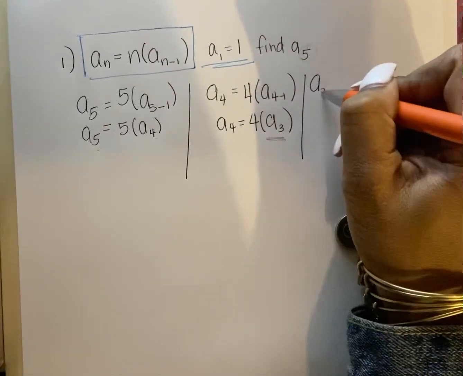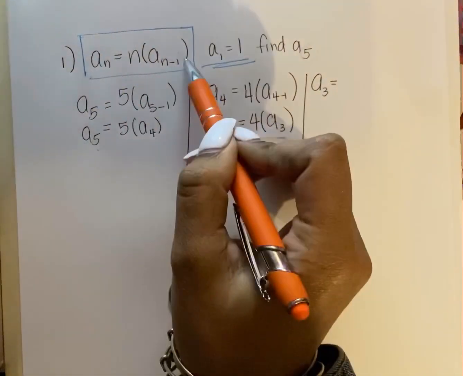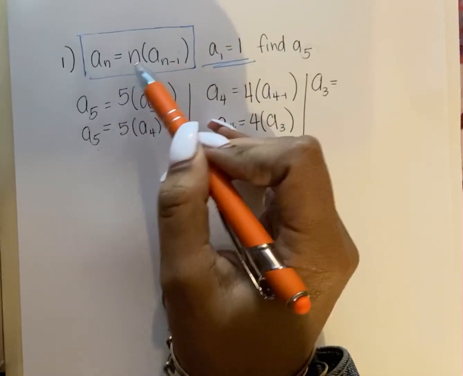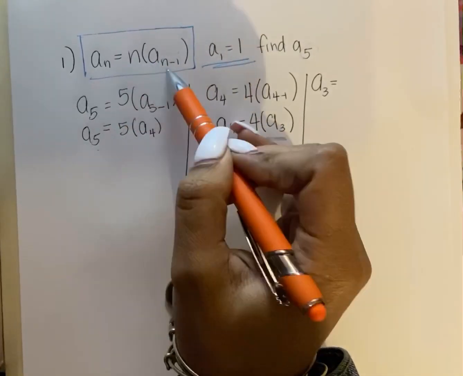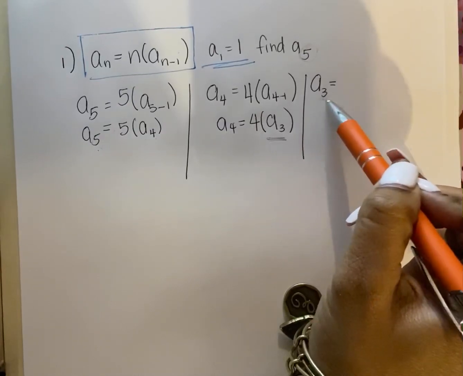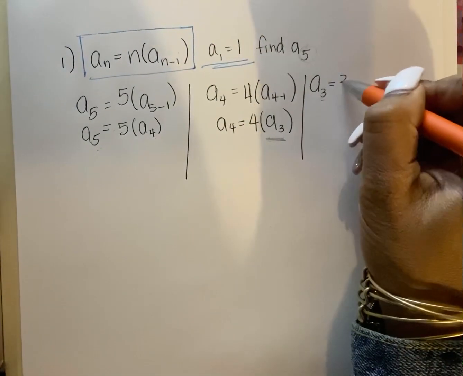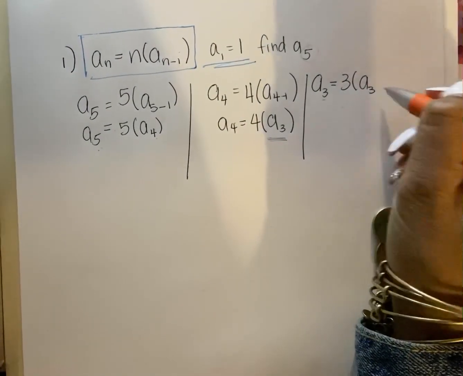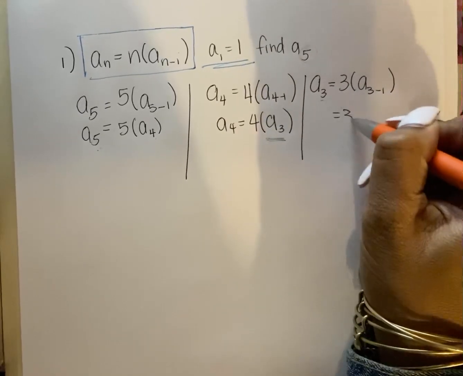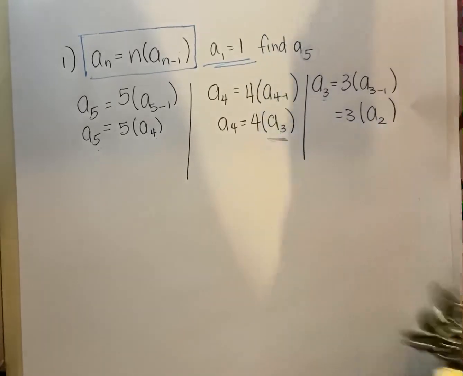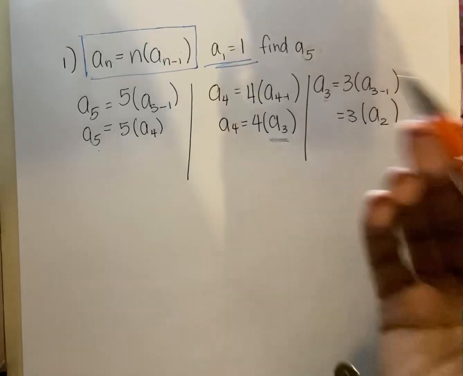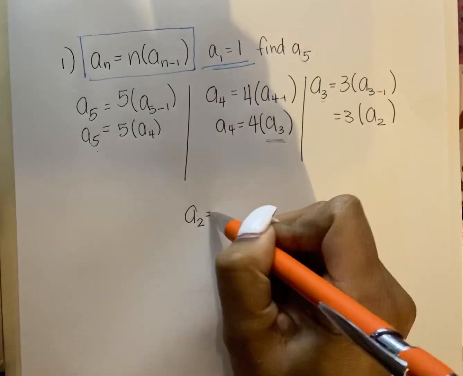So you go again. A of 3 is going to be, going back to your rule, everywhere you have an n, you're going to replace or substitute the value here, which our n is 3. So I'm going to have 3 times a of 3 minus 1. So I have 3 times a of 2. But once again, that same problem. We don't know the second term, so you find a of 2.